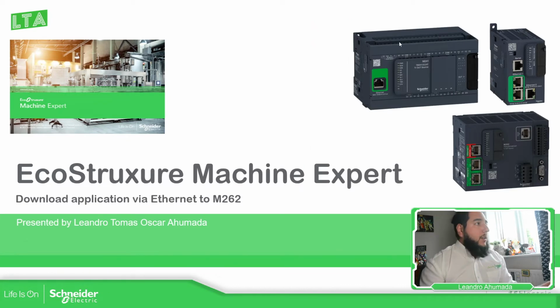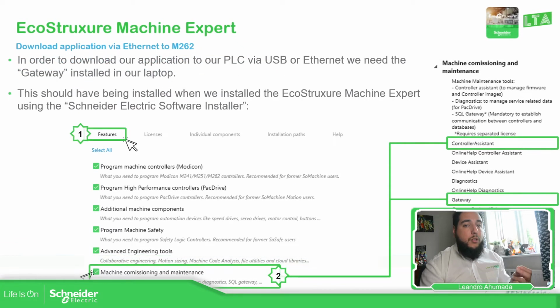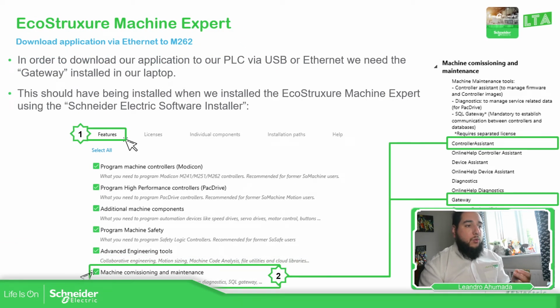So the first thing that we need to have in order to connect to the controller is the gateway. To have the gateway, we need to install from the Schneider Electric software installer this feature, Machine Commissioning and Maintenance, that will have the Controller Assistant in case we need to upgrade or downgrade the firmware, and also the gateway.